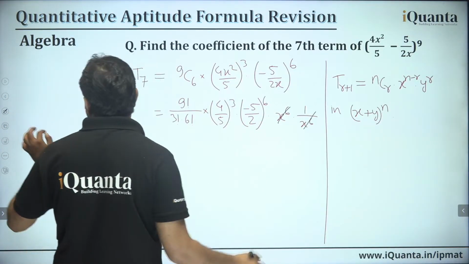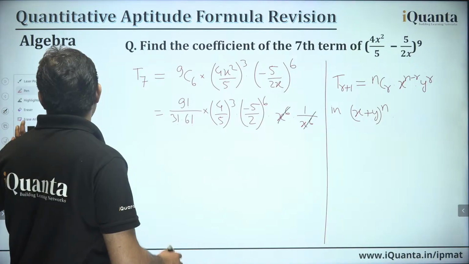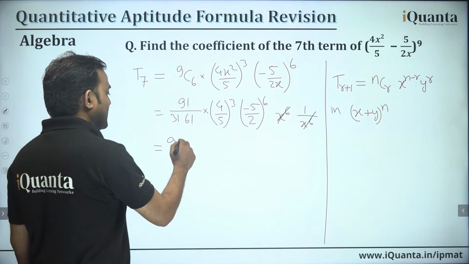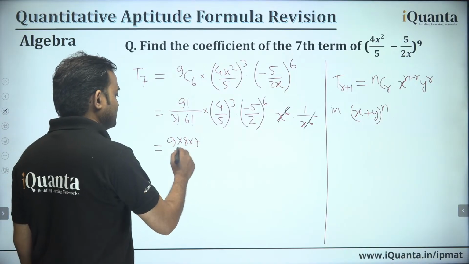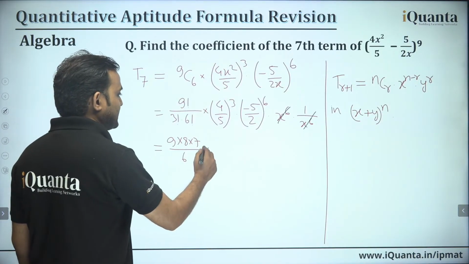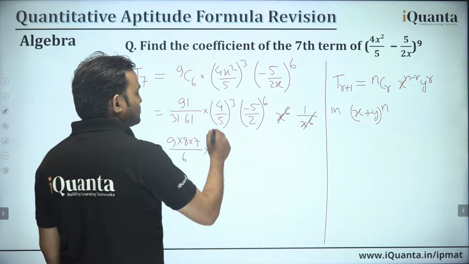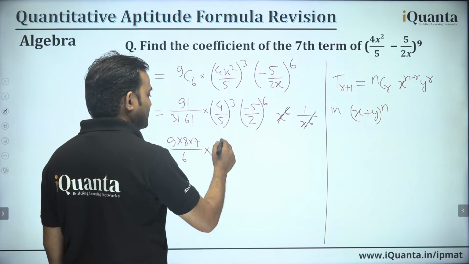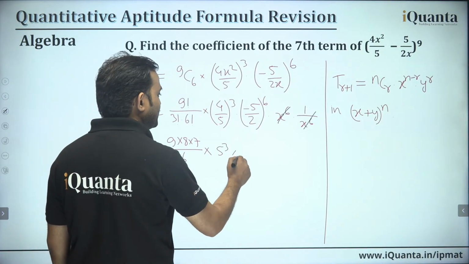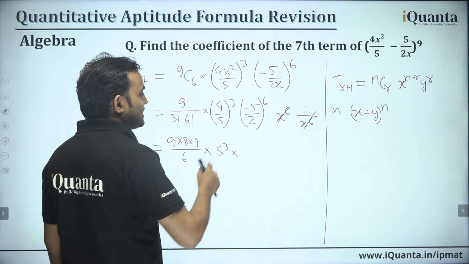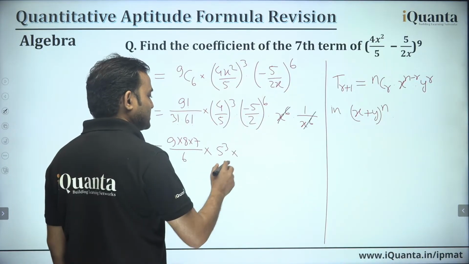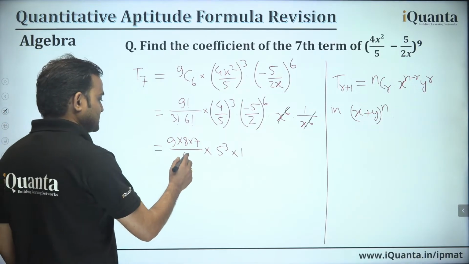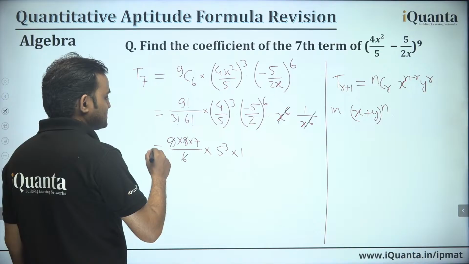Even if it's not cancelled out, we need to find the coefficient. So we need to calculate this one. This will be equal to 9 into 8 into 7 divided by 3 factorial, which is 6, into 5 to the power 3 and 5 to the power 6. What do we get? We get 5 to the power 3 into 4 to the power 3, and 2 to the power 6 will be cancelled out, right? So we get 1. So this value will be equal to 6 into this 12, 72, 12 times.